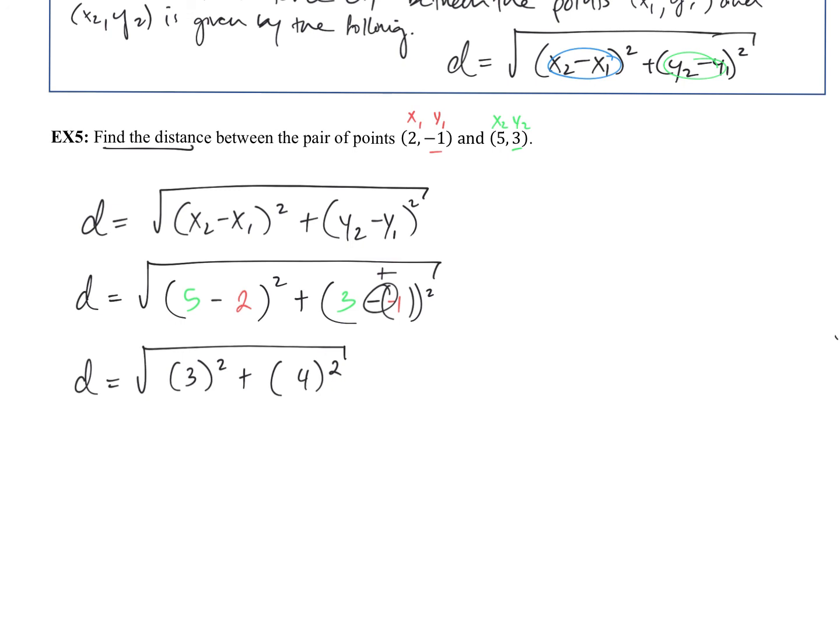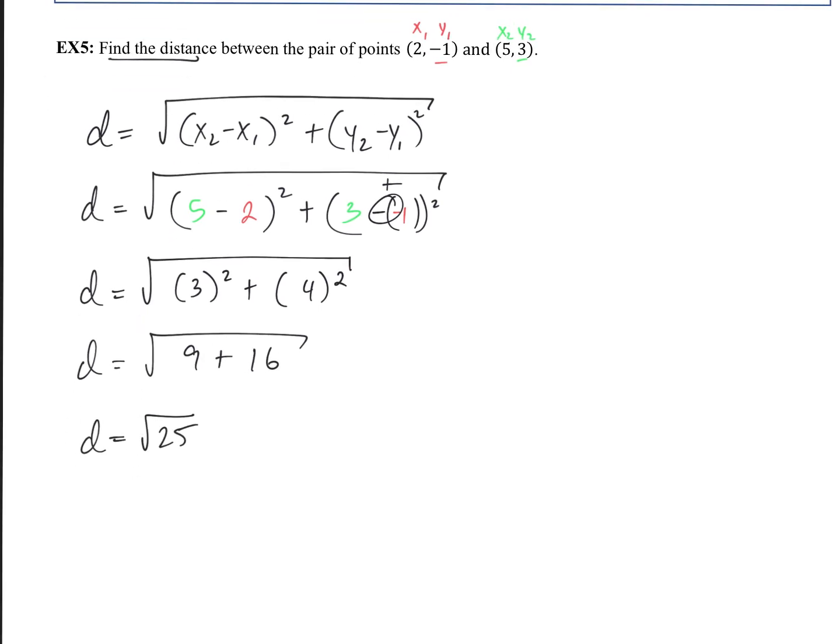Alright. So let's keep simplifying. So distance equals 3 squared is 9, plus 4 squared is 16. So that means the distance is going to equal the square root of 9 plus 16 is 25. Ooh, and that is a perfect square. d equals 5. And this is not a word problem, so you could just go ahead and write d equals 5 as your answer.